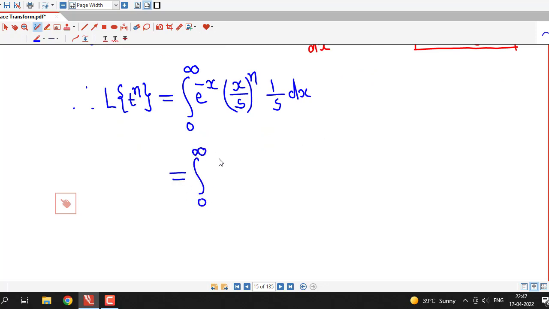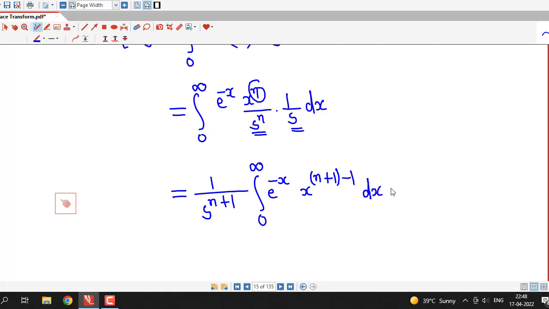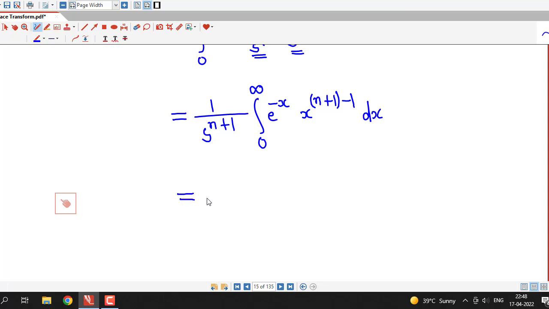This is 0 to infinity e raised to minus x, x raised to n divided by s raised to n into 1 by s dx. Now here s raised to n into s will be s raised to n plus 1, and it is independent of x, so we can write it outside the integral: 1 divided by s raised to n plus 1 integral from 0 to infinity e raised to minus x, and we can write this as x raised to n plus 1 minus 1 dx.